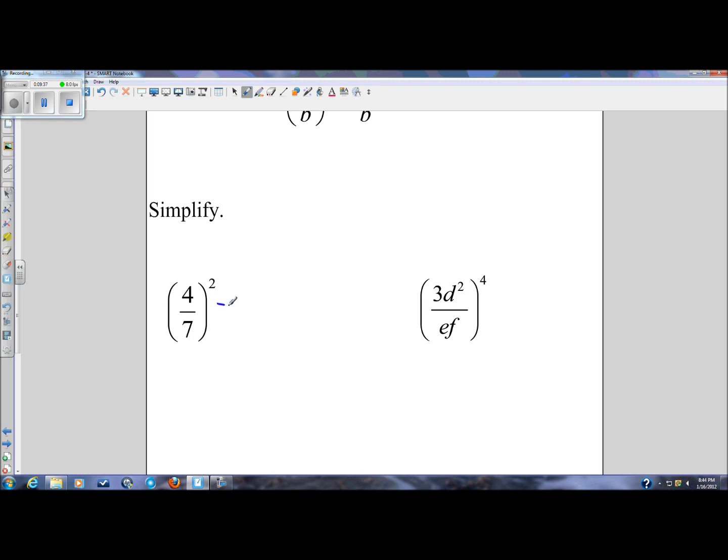4/7 raised to the second power means you have 4 to the second over 7 to the second. Well, that simplifies to 16 over 49.